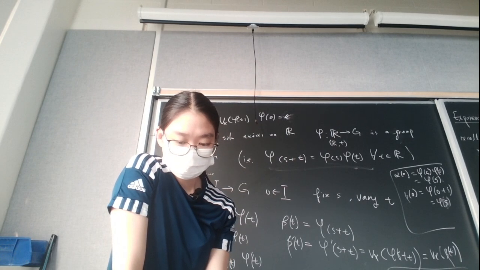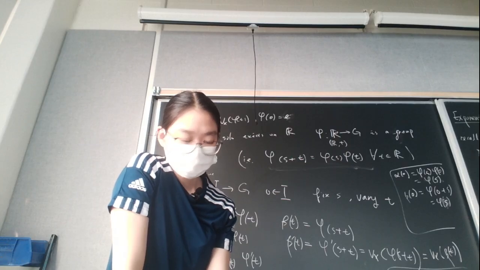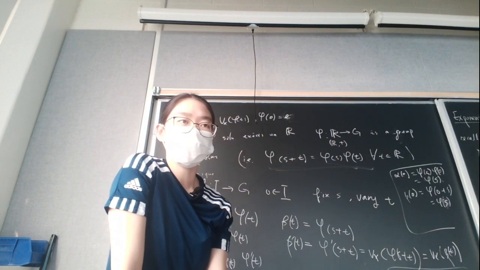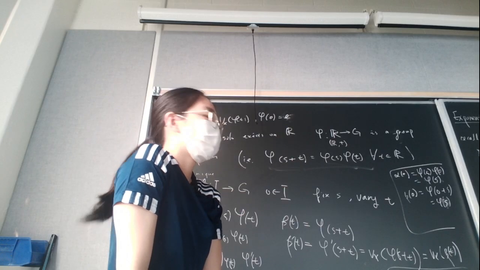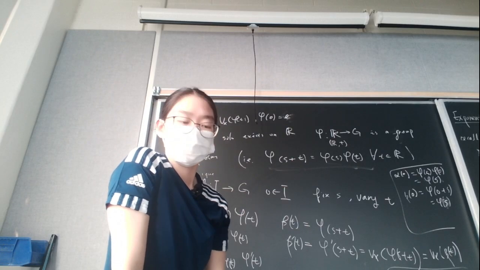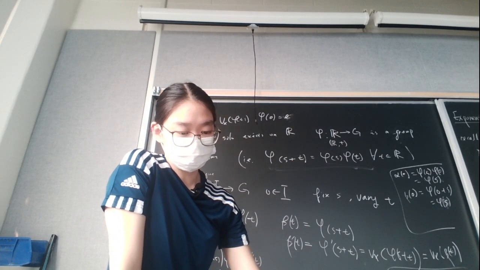Phi is uniquely determined by phi prime at 0, by the first principle from last week.